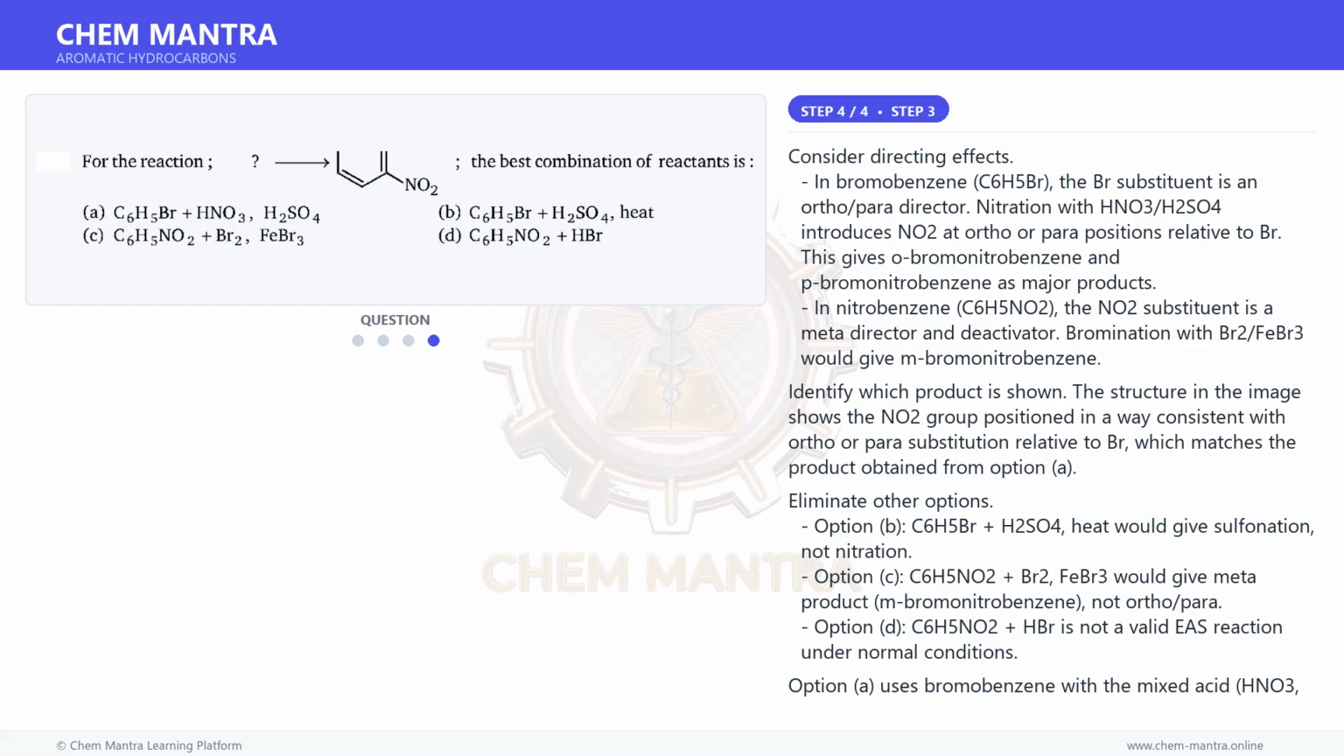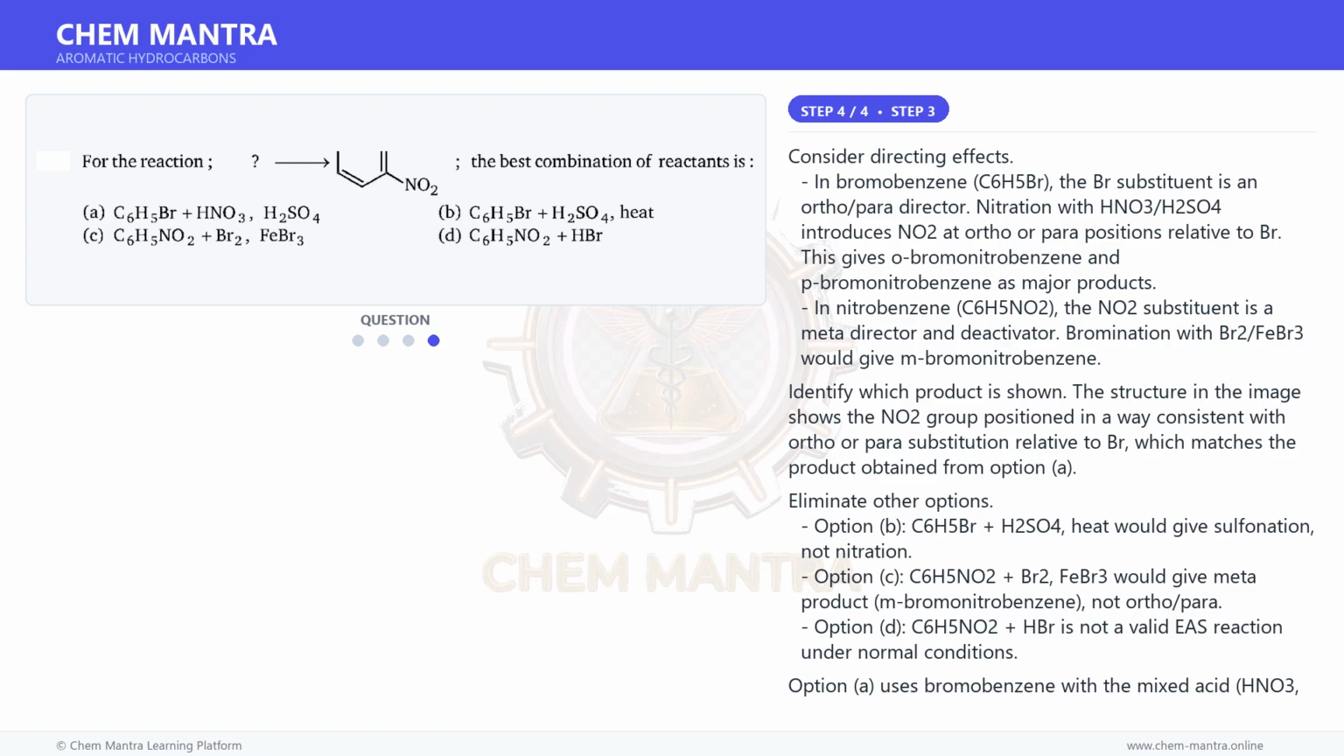And for the final step, consider directing effects. In bromobenzene, C6H5Br, the Br substituent is an ortho-para director. Nitration with HNO3, H2SO4 introduces NO2 at ortho or para positions relative to Br. This gives o-bromonitrobenzene and p-bromonitrobenzene as major products.